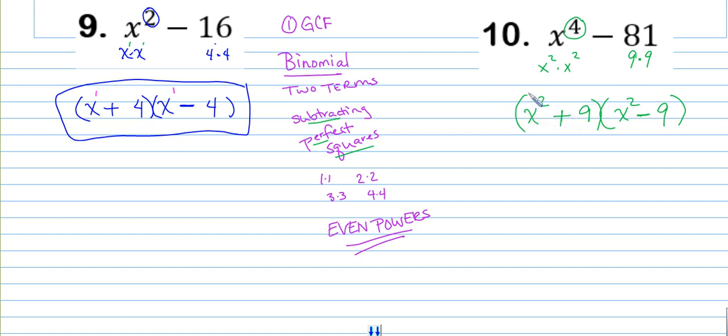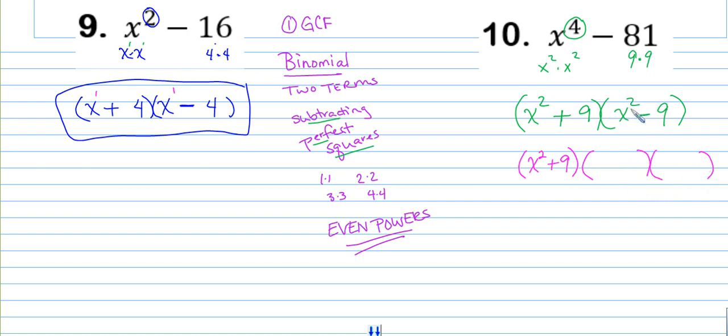Okay? However, we do have a subtraction here, an even power, and a perfect square, which means we can do what we just did one more time. So I'm going to go ahead and drop down my x squared plus 9 because it won't factor. And then this one will break down into two more factors.